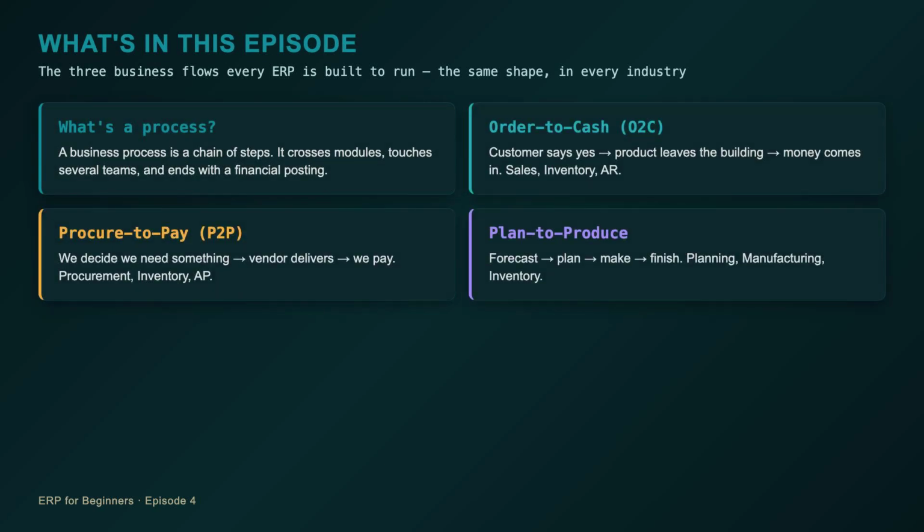Four blocks. What a process is. Order to cash, procure to pay, plan to produce. By the end, you'll see why processes are what ERP is really for.